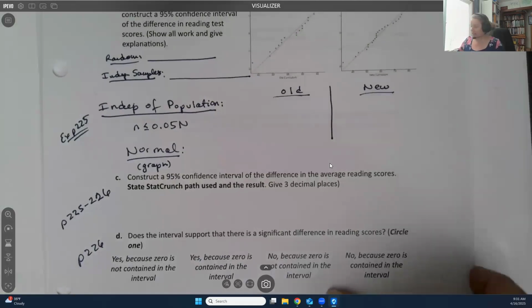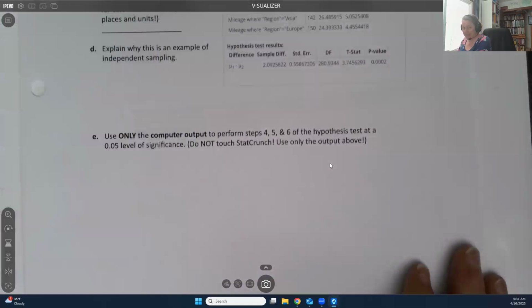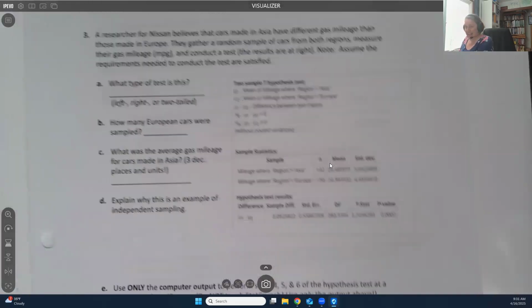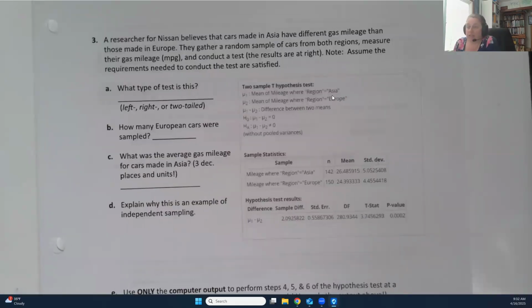Next one. I gotta be honest, I really like the next one for exams. I like asking this kind of question on exams because everything's done and you're really interpreting what's going on here, which I like. Now, the first question. It says a researcher for Nissan believes that cars made in Asia have different gas mileage than those made in Europe. They gather a random sample of cars from both regions, measure their gas mileage, and conduct the test.